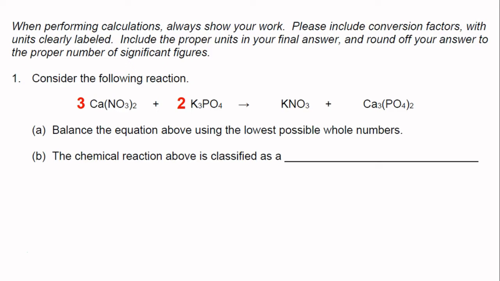Now that we have 6 potassium ions on the left and we have 6 of the nitrate ions, NO3 is called nitrate, we can take care of both of those ions at the same time by putting a 6 in front of the potassium nitrate on the right. All right, this equation is now balanced, and this chemical reaction is classified as a double replacement.